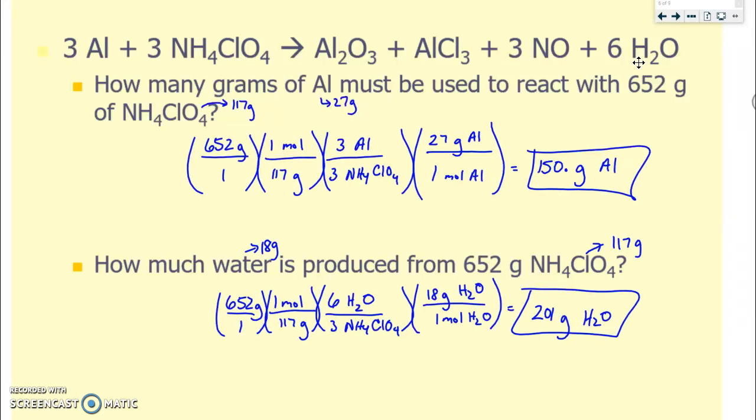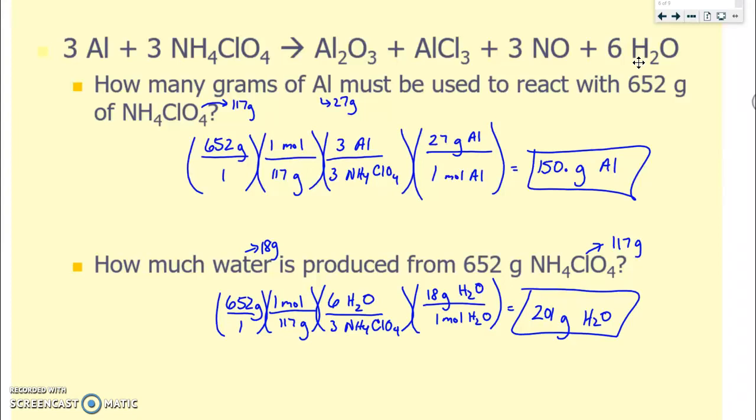Here are the answers to both problems. So I took the given grams over 1 mole divided by the molar mass of the given. Then in the first one I was comparing aluminum to the NH4ClO4, so it's 3 to 3. And then finally it's the molar mass of what I want. They asked for aluminum, so it's the 27 grams.